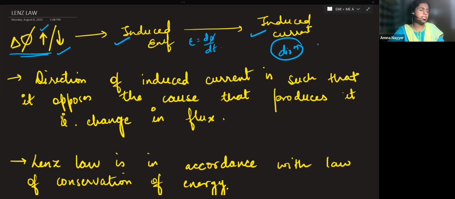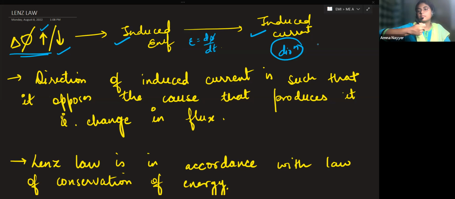Induced means something that has been produced. Induced, induction, from the term induction. Try to recall, we have done induction in the first lesson also, methods of charging. So induced means you are inducing something. Here you are inducing EMF, meaning EMF has now been produced. Induced current has now been produced.